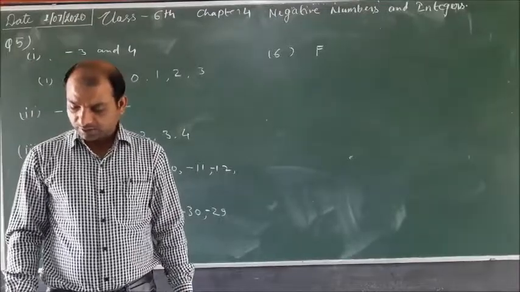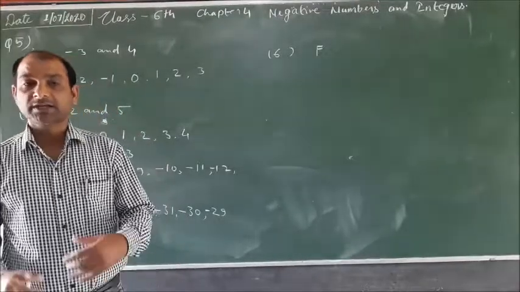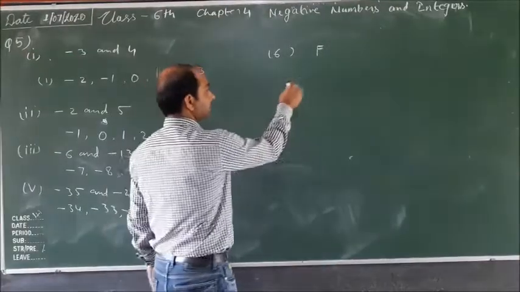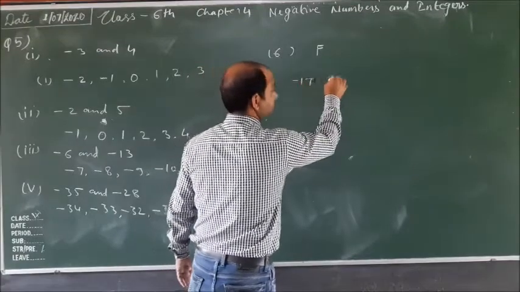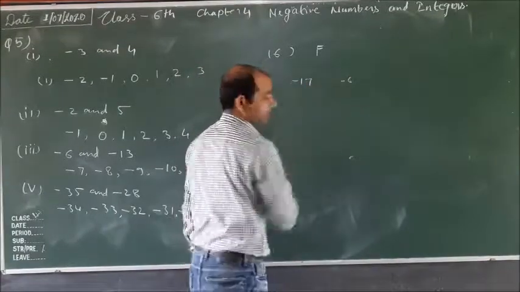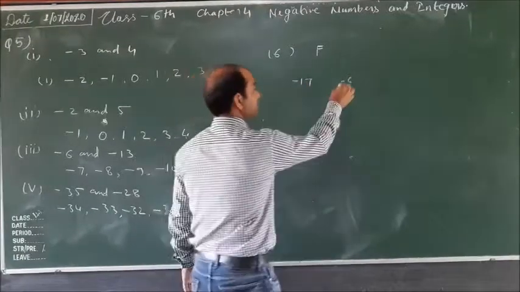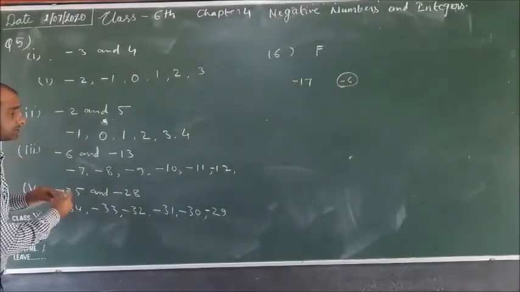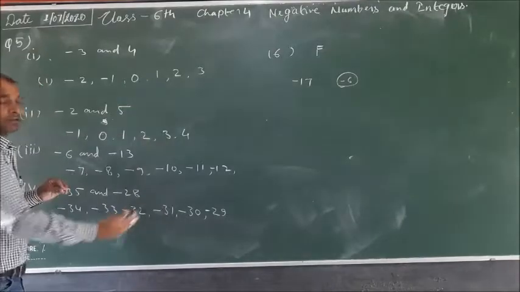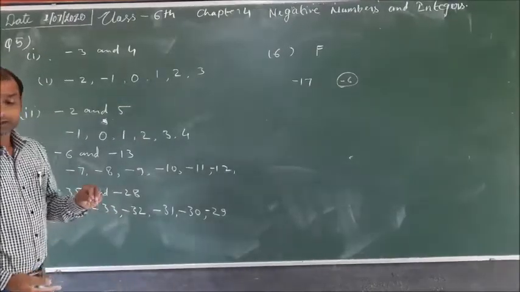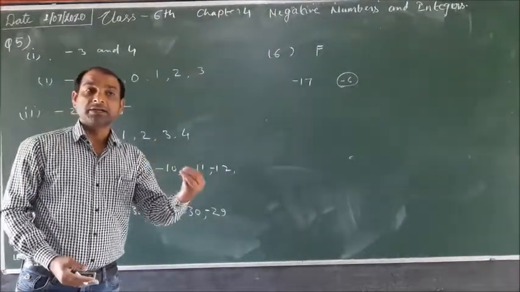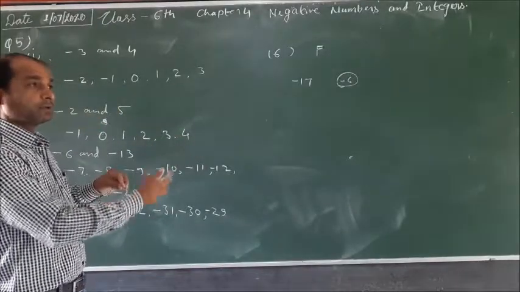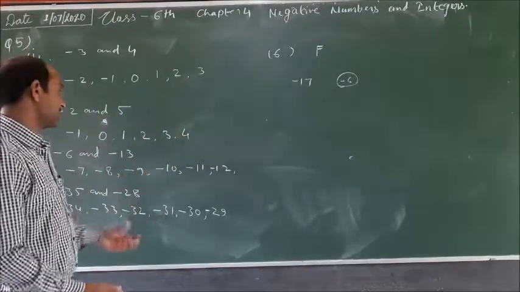Now the second question: minus 17 is greater than minus 6. This statement is also false. Minus 6 is greater than all the numbers which are written on its left hand side. So the number on the right hand side is greater than the number on the left hand side.